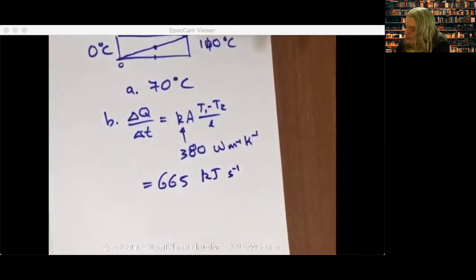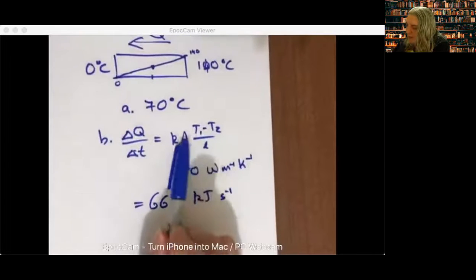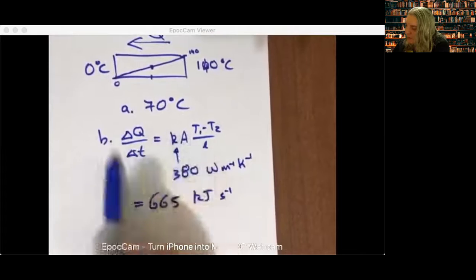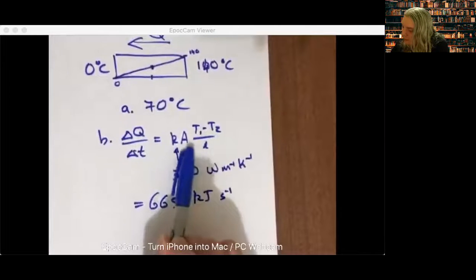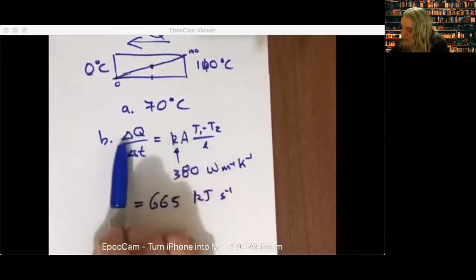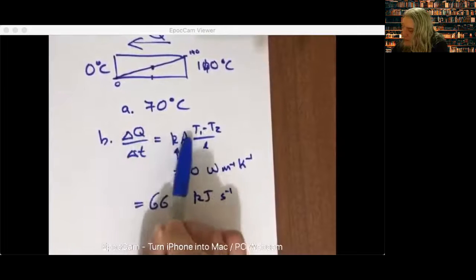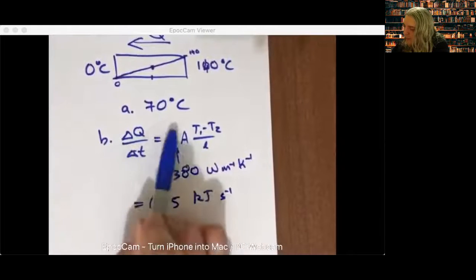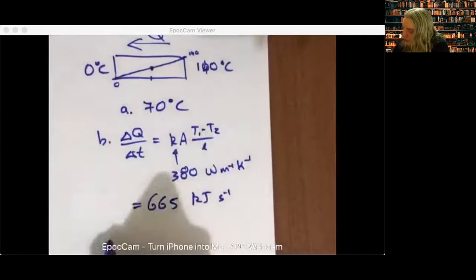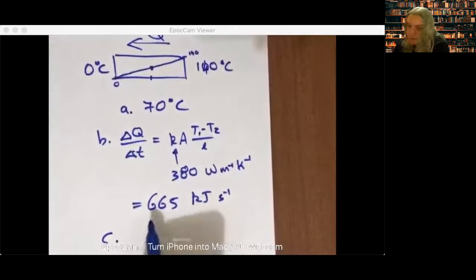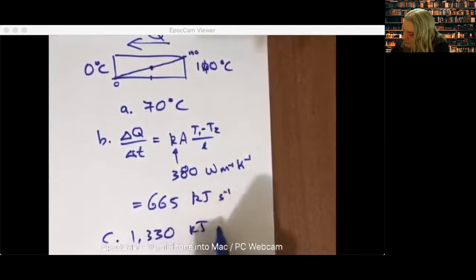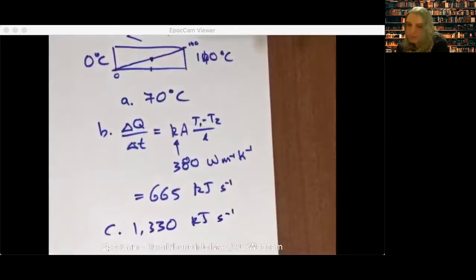And then the next question, part C, is what happens if we double this area? Hopefully you don't even need to do this calculation again. You can just look at it and say, well, if we double this, that's going to double this, right? It's linear. If you double A, that has to double this, if everything else is the same. So that means that for part C, we just double this. So we get 1,330 kilojoules per second. And that's it. That is the answer to the copper bar question.